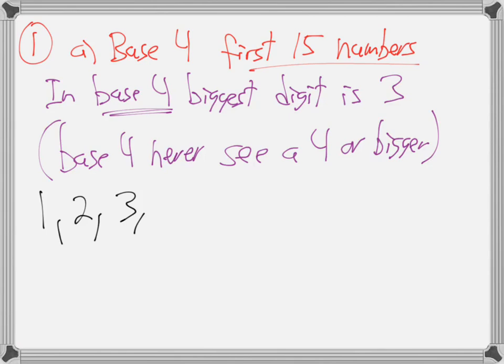But what comes next? I'd like to write 4. But we just said in base 4, you're never going to see a 4. So I can't write 4, or 5 or 6 or 7 or 8. What am I going to do instead of writing 4? I've got to make 4 another way. How do you make 4 in the base 4 system?